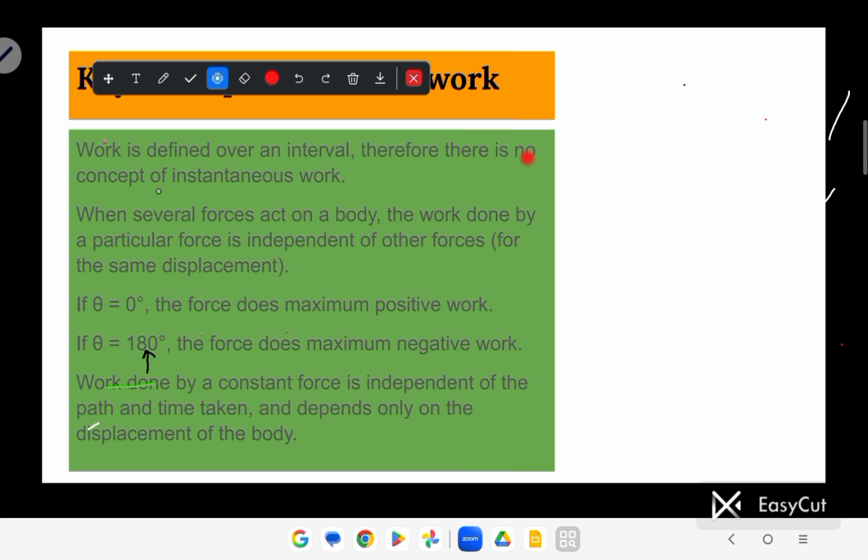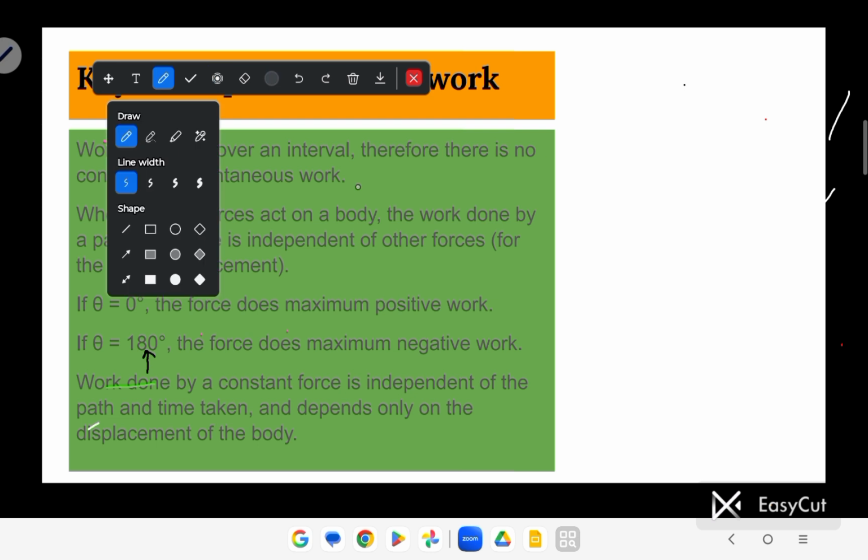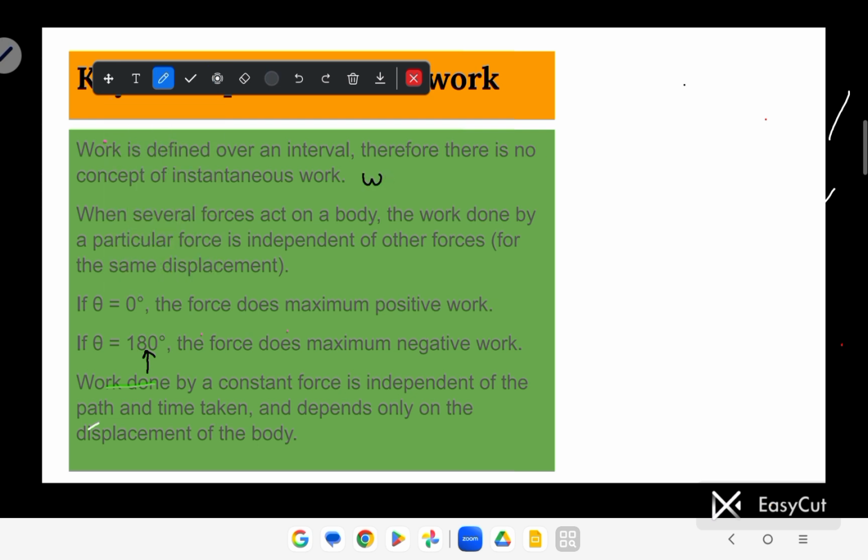It means the work is not determined only by the initial and the final position. It depends on how the force acts during the motion. Work is calculated over the entire displacement of an object. I can write it as work done is equal to force into displacement.